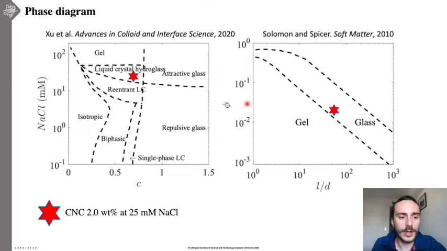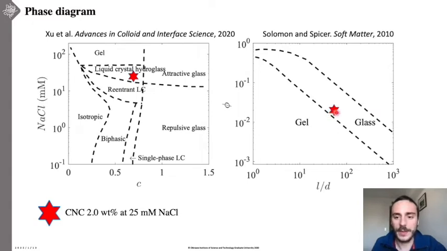So in this system, we are going to focus on the cellulose nanocrystal at this concentration, that is 2 weight% at 25 millimolar sodium chloride. And at this ionic strength, the charge repulsion and electrostatic attraction are kind of balanced. And therefore, according with Xu et al., we end up in this phase, which is called liquid crystal hydroglass. And according with Solomon and Spicer, we are in the glassy state.